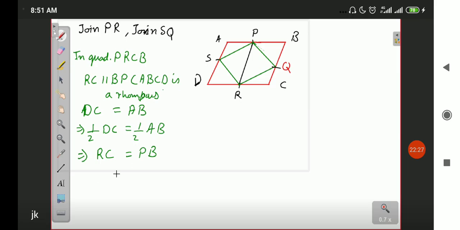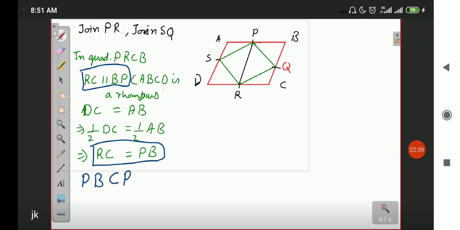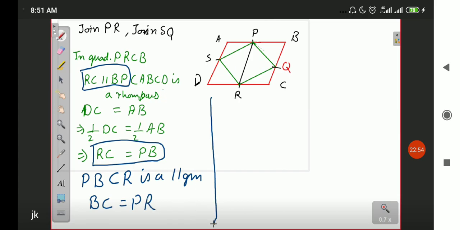So what will happen then? Using these two conclusions, we will say that PBCR is a parallelogram, and we know that opposite sides of a parallelogram are equal. Therefore, BC is equal to PR. Now see the second part.